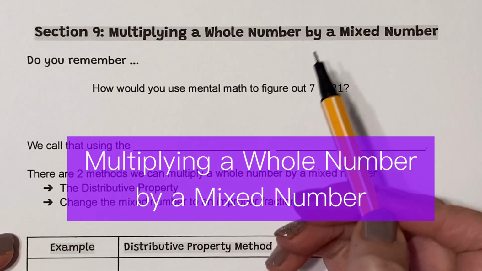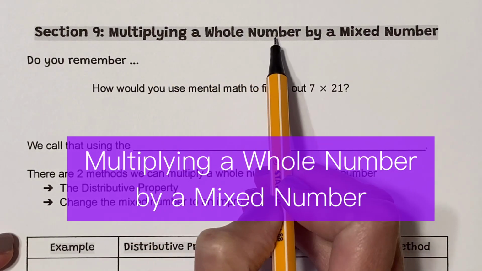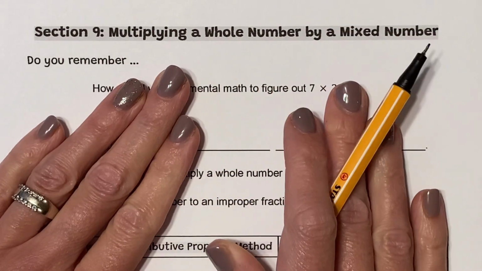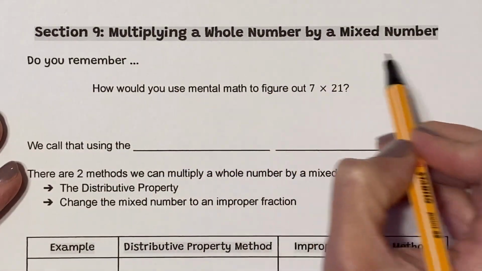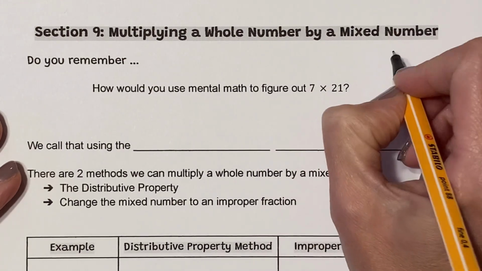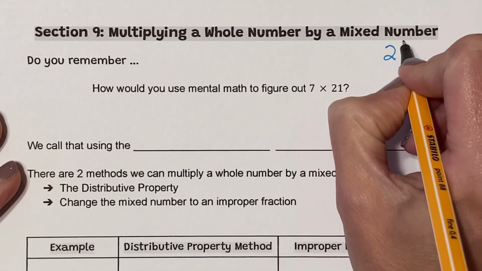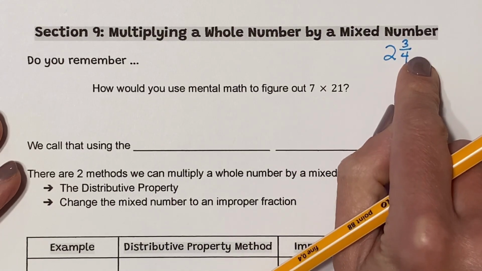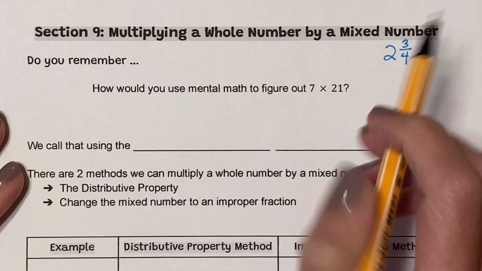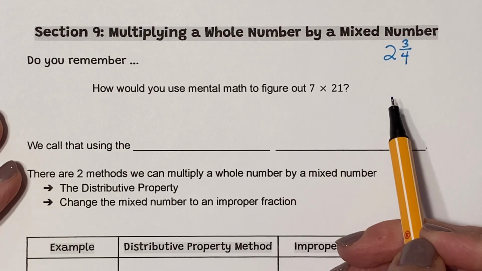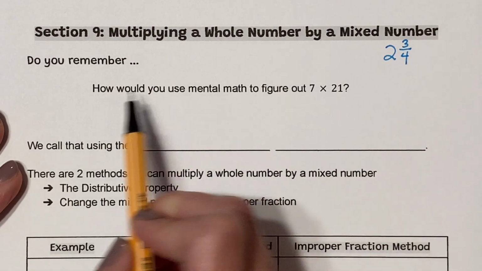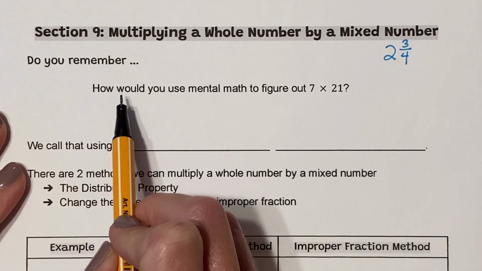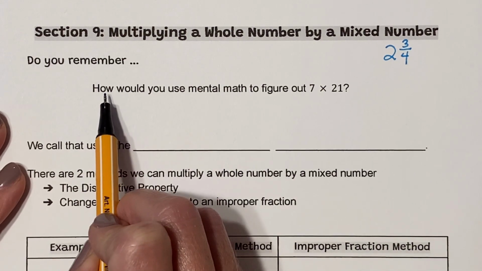Section 9, we're talking about multiplying a whole number by a mixed number. Up until now, we've just done fraction times fraction, but let's talk about what happens when we have a mixed number, something that looks like 2 and 3/4, where we have a whole amount with a fractional amount. Okay, so we're going to use a property called the distributive property. So you've been using the distributive property without probably knowing what it was called. So let's do a quick remember.